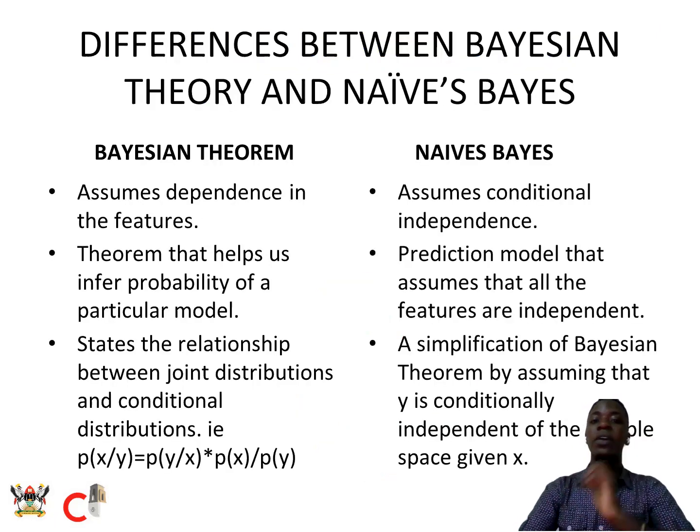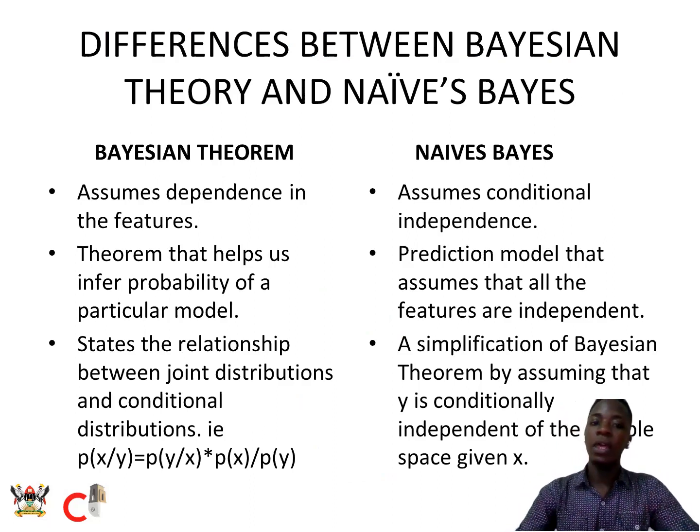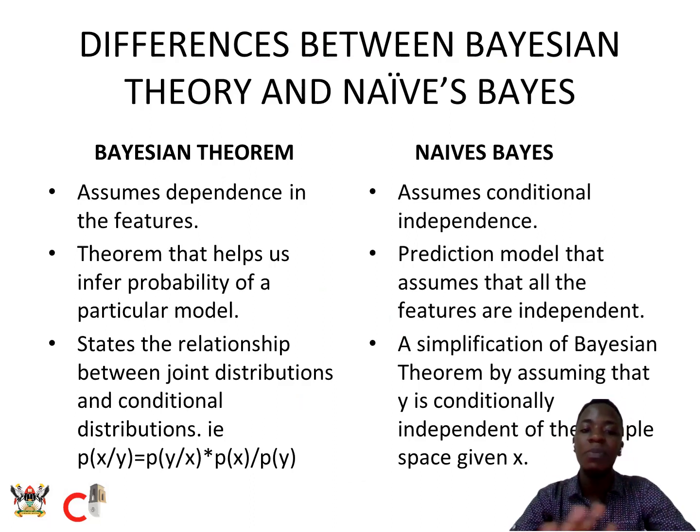So as we go further, we have the differences between Bayesian theorem and naive Bayes. First of all, Bayesian theorem assumes dependence in the features, while naive Bayes assumes conditional independence. Bayesian theorem helps us infer the probability of a particular model, while naive Bayes is a prediction model that assumes all the features are independent.